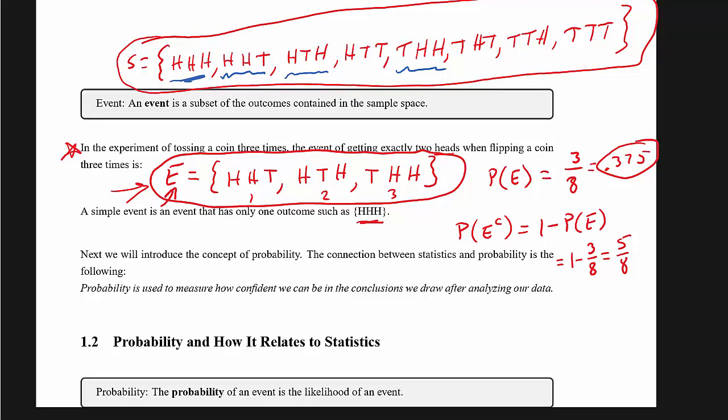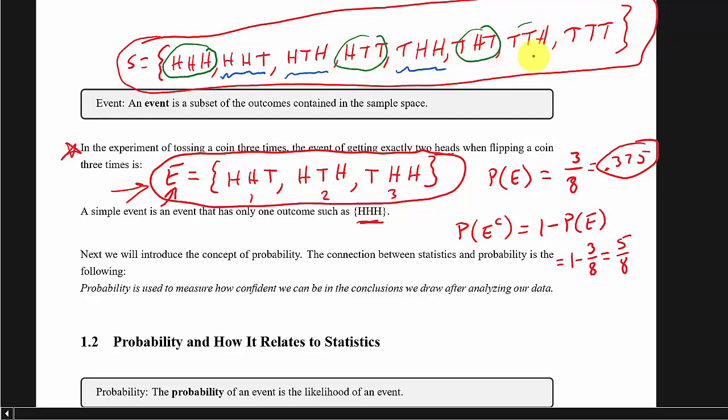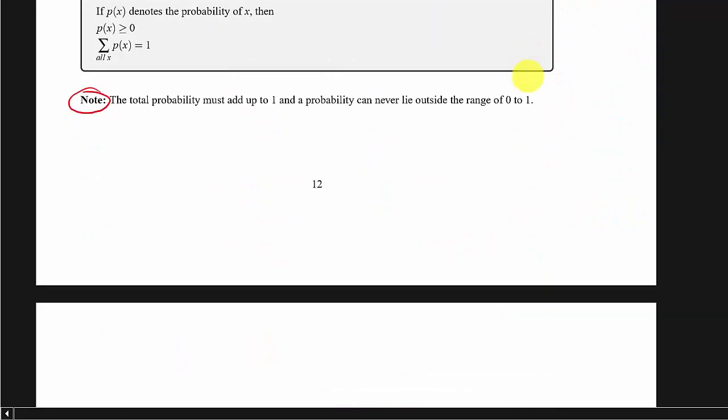And if you look at that, let's look at where we don't have exactly 2 heads. Well, that's this one, you see that? 1, 2, 3, 4, 5. And that's all they're talking about there.